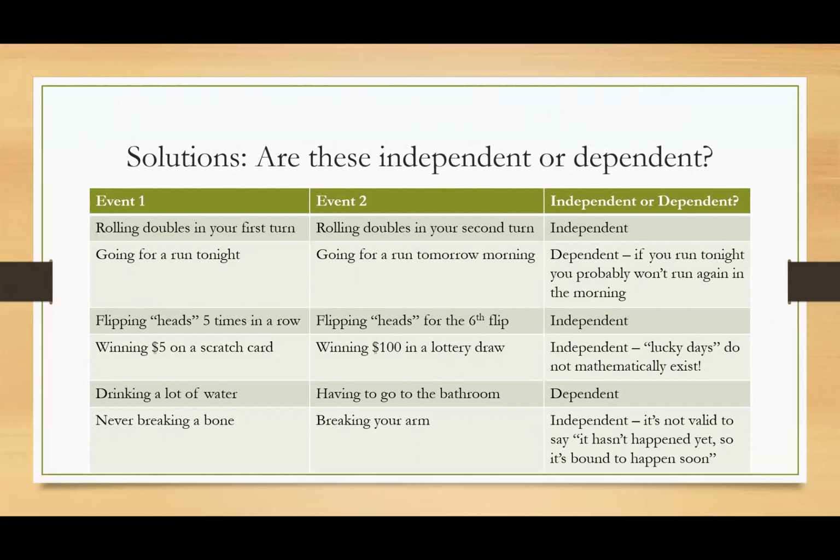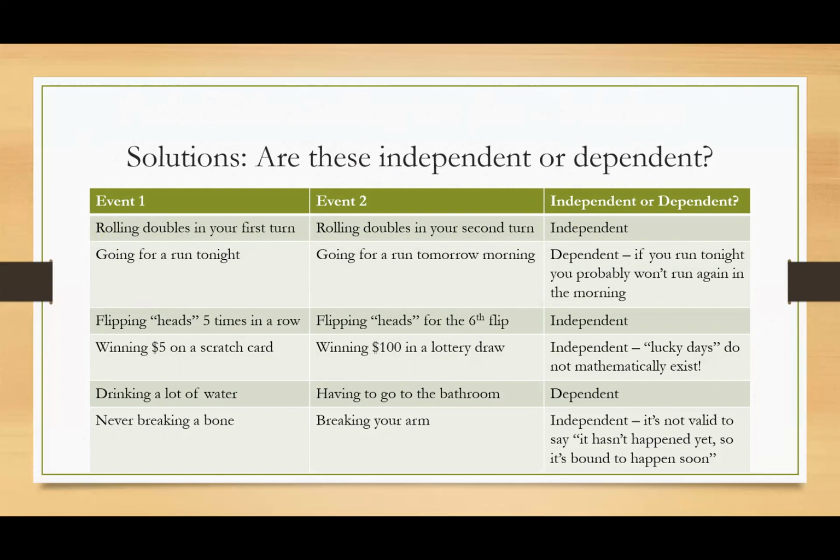Next example, flipping heads 5 times in a row, and then flipping heads on the 6th flip. These are still considered independent events. Even if you've somehow got, in quotes, lucky, and you flipped heads 5 times in a row, that doesn't mean that you're more or less likely to flip heads on the 6th flip. Every single flip is independent.